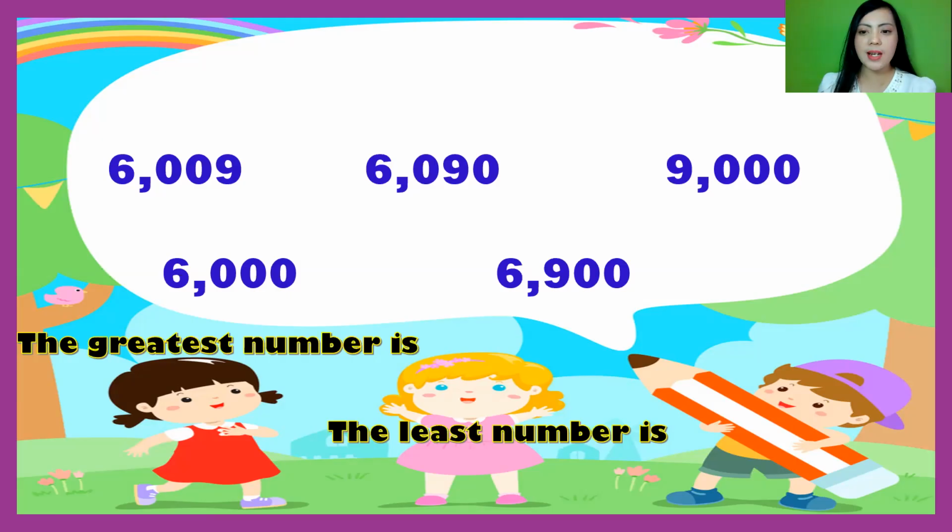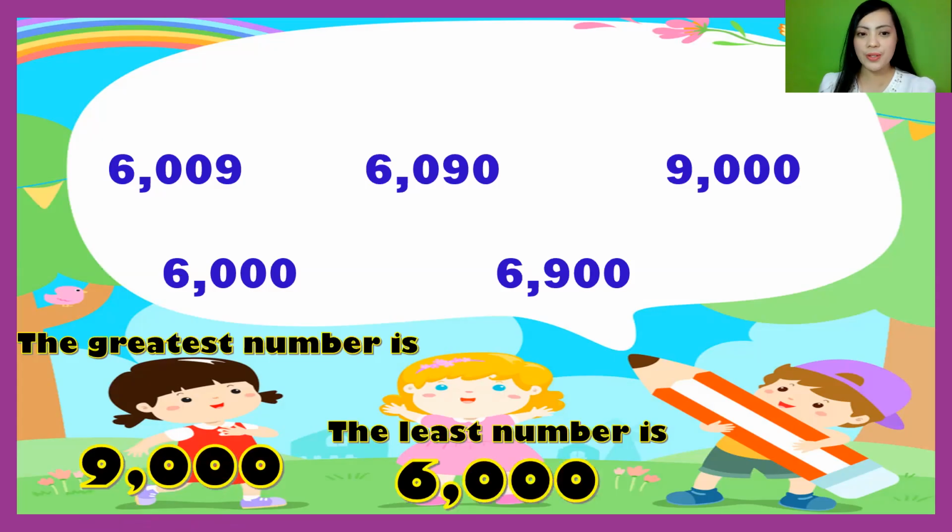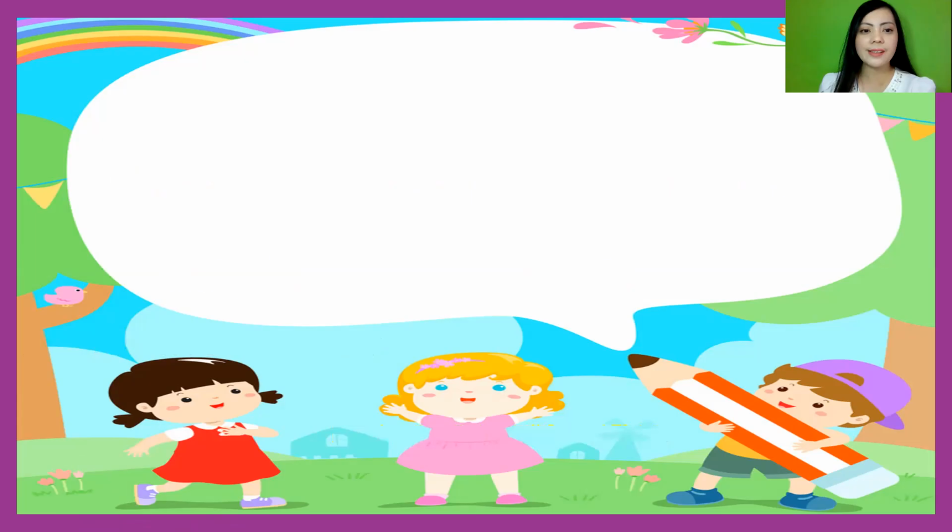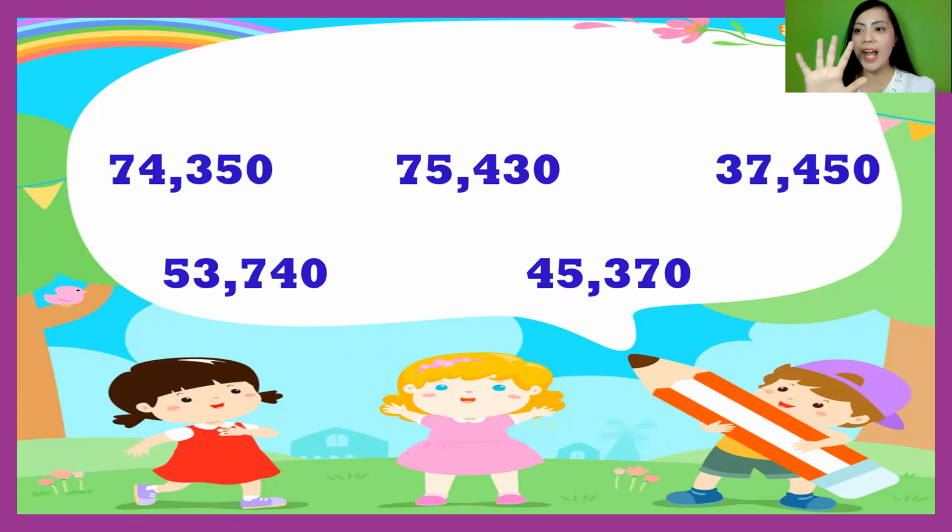The greatest number is 9,000. The least number is 6,000. Right? Next one, we have 5-digit numbers.